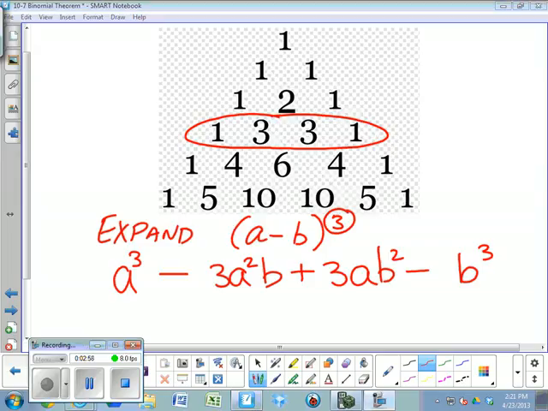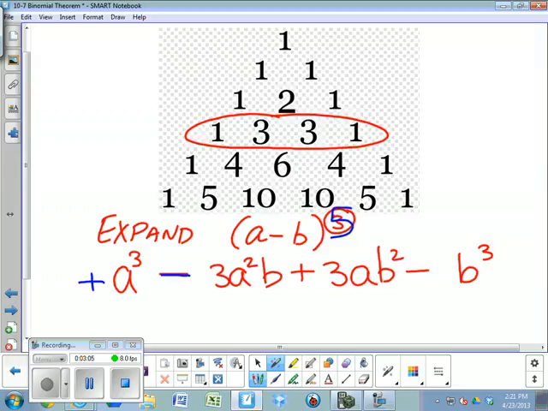Okay, so just continuing on that, let's say it was a minus b to the 5th power. The first would be plus, then minus, then plus, then minus. Then you'd have another plus, then you'd have another minus. And they would continue to flip-flop back and forth from positive to negative until you run out of terms.